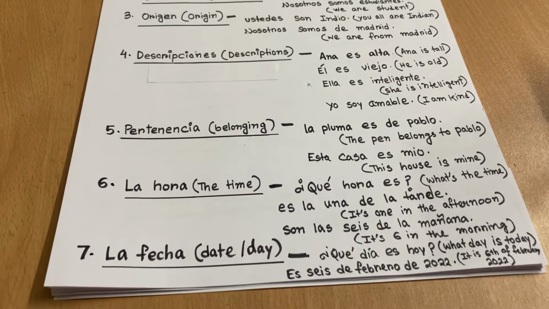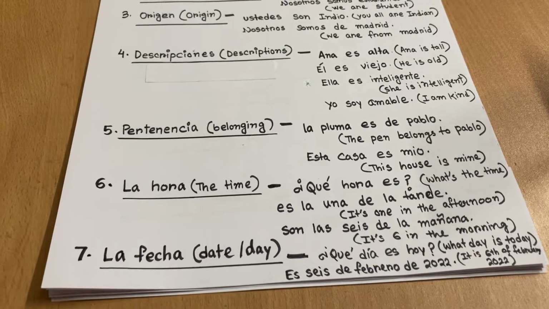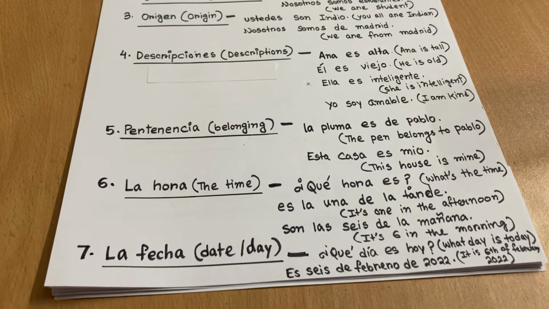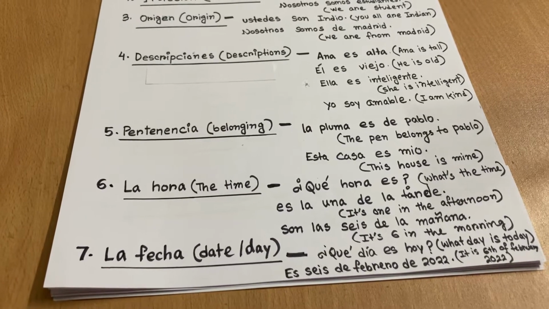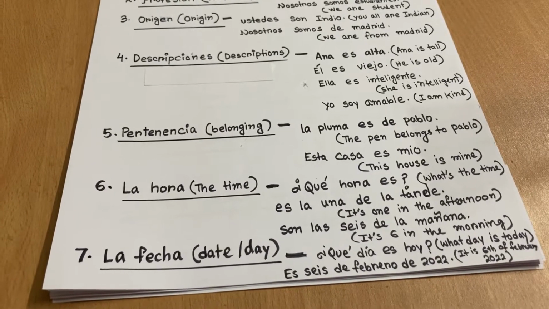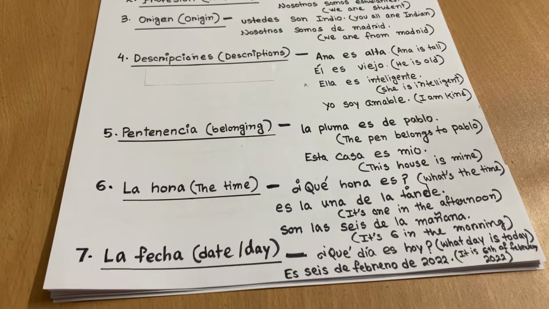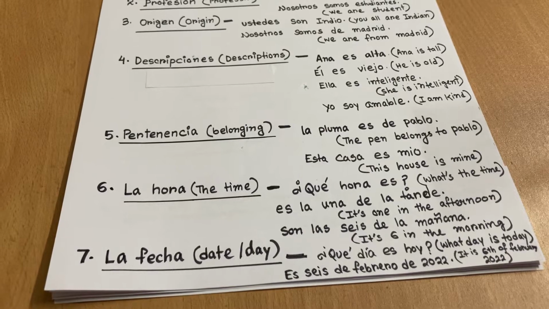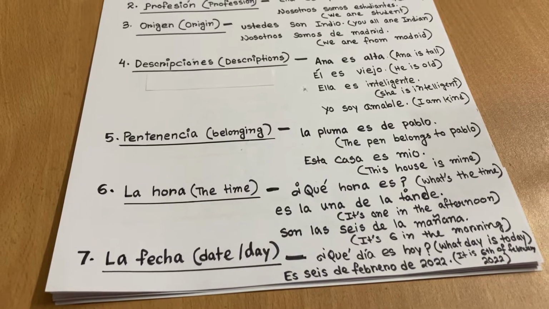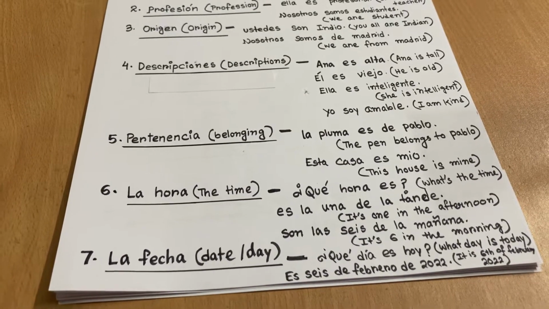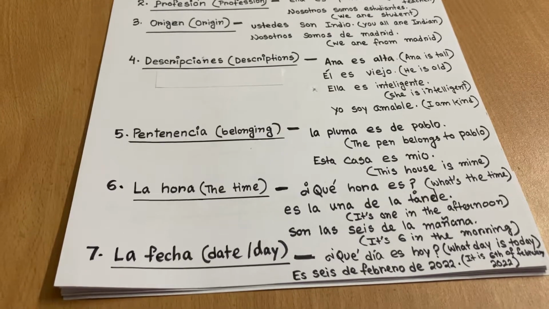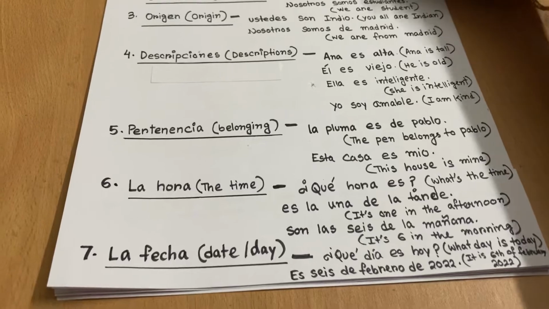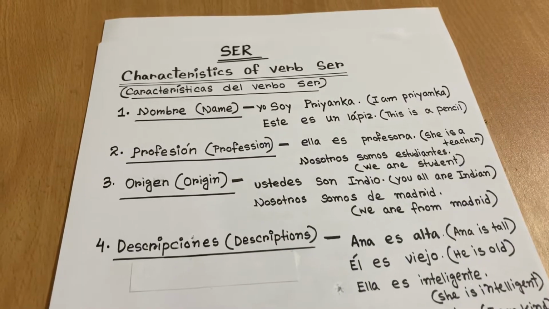Next is la fecha. La fecha means date, or the day also. When we are talking about the day, then also we have to take the ser verb. ¿Qué día es hoy? What day is today? Es 6 de febrero de 2022. It is 6th of February 2022. So when we talk about date or day, we have to use the ser verb. So these seven categories come under the ser verb.